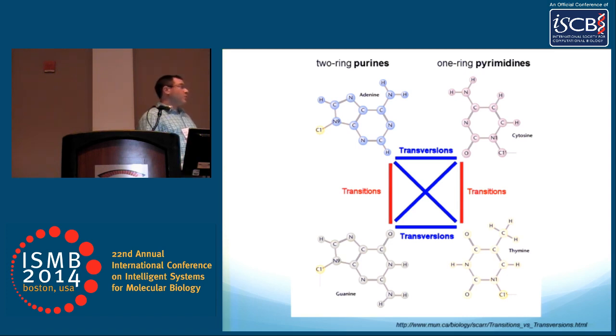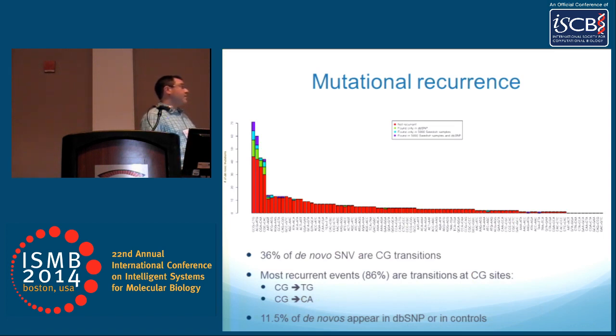One of the things that people have noted many times before is that when you're looking at mutations, transitions, that is purine to purine or pyrimidine to pyrimidine mutations, are a lot more common than transversion mutations. That's due to the biochemistry, and in particular methylation at CG sites. So what we've done here is map out all possible trinucleotide base contexts and single base pair mutations. These are all 192, and with reverse complementarity, it's 96. Sorted by their frequency in our data set, we see that 36% of de novo single nucleotide variants are actually CG transitions, which is basically what we'd expect.